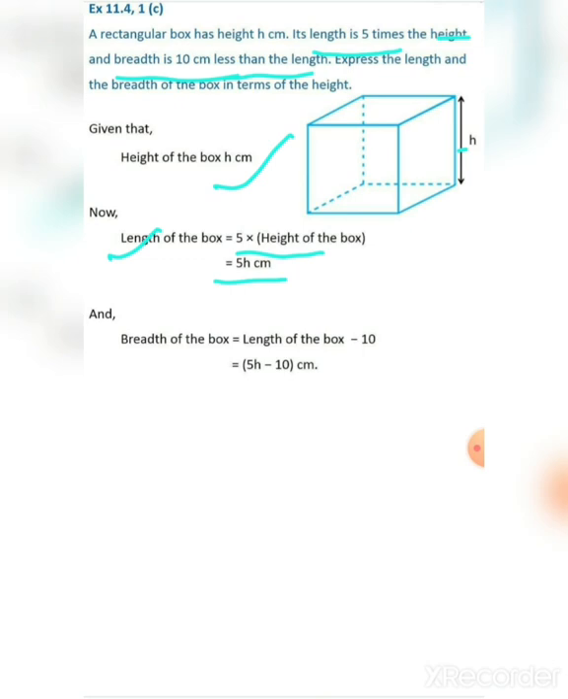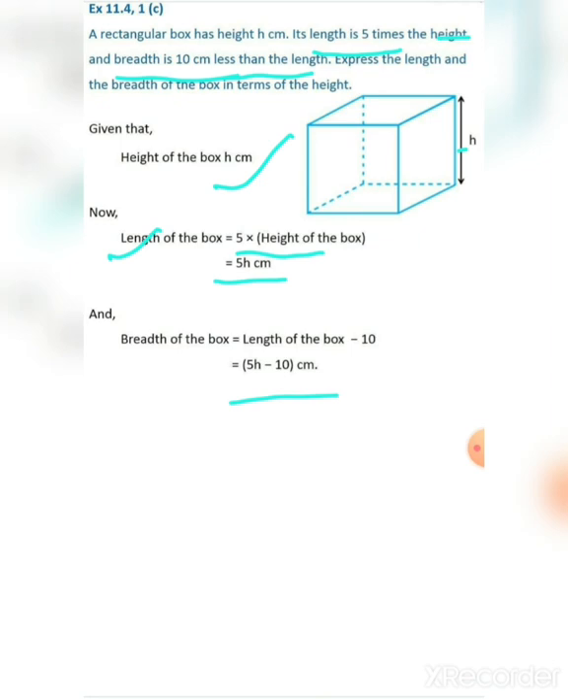Now moving to the breadth. Breadth is 10 centimeter less than the length. So from length you have to subtract 10 centimeters, so you will be getting the breadth. So breadth of the box is equal to length of the box minus 10. And we already know length is 5h we found here. 5h minus 10. That will be the breadth of your given rectangular box.